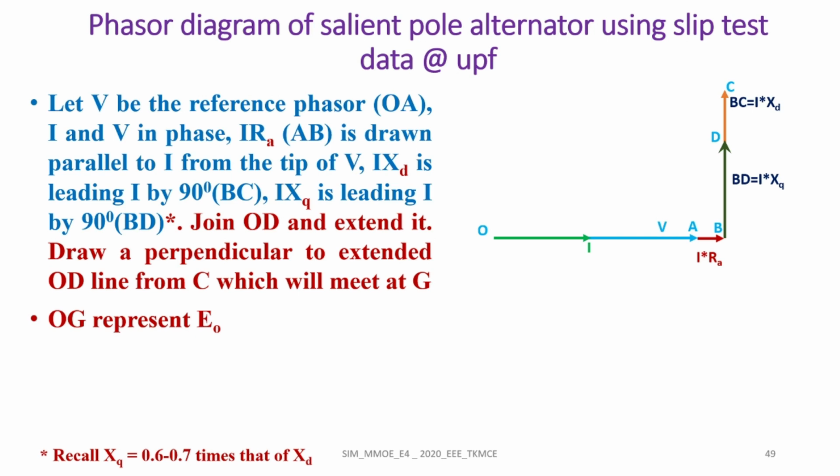Then we need to join O and D and extend it. Then from the tip of C, we need to draw a perpendicular to this extended line so that it will meet at point G. OG represents the excitation EMF E0. The angle between E0 and V is same as angle between E0 and I, that is here internal power factor angle is equal to load angle.